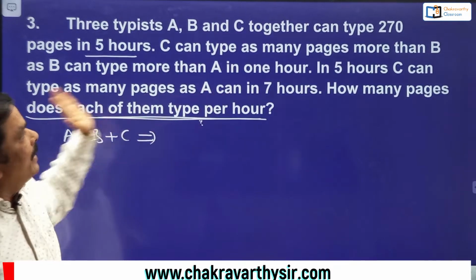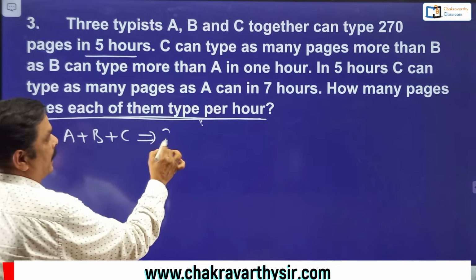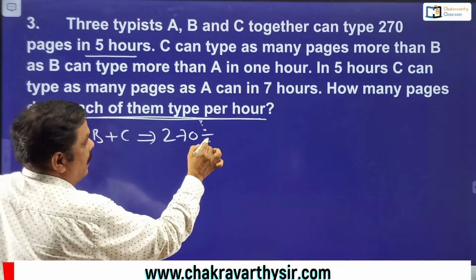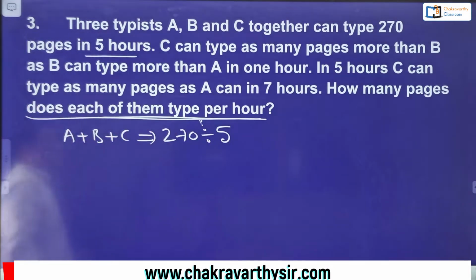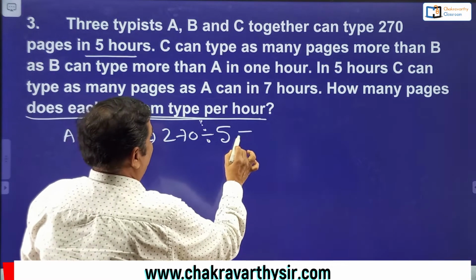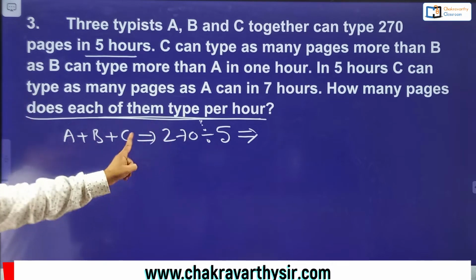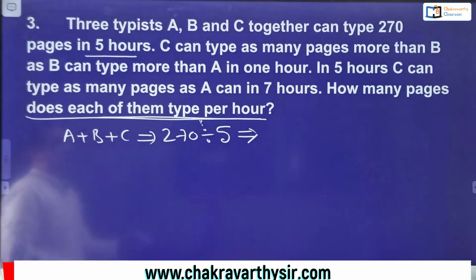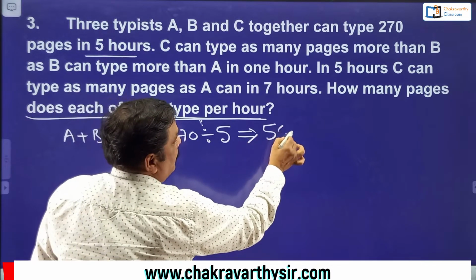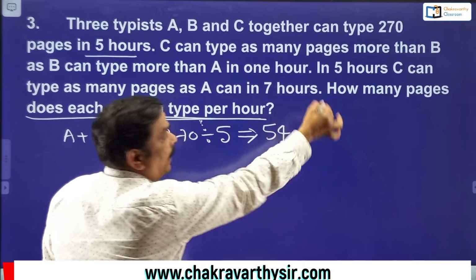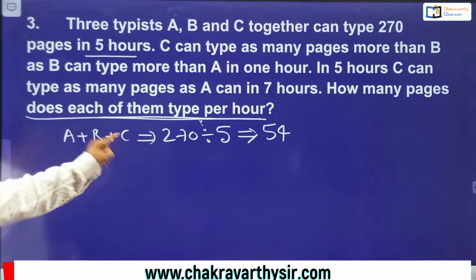Okay, in 1 hour, A plus B plus C can type 270 by 5, isn't it? Because in 5 hours they can type 270 pages. That means in 1 hour they can type 270 by 5, 5 5s are 25 and 5 4s are 20, 54 pages. This is 54 pages per hour by A, B and C together.